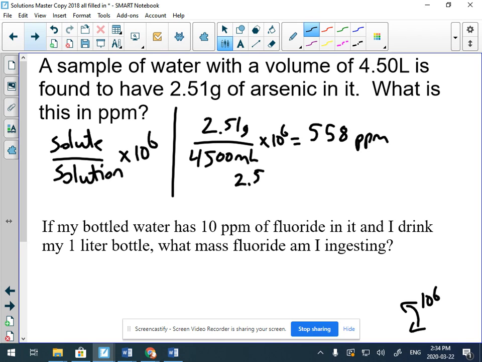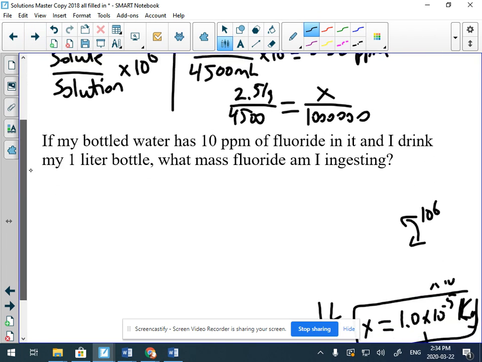Another cool thing you can do with parts per million, if you really want to, is you can set up a ratio because parts per million is just 1 part per million. So you could set that up and solve for X. That's another way you could solve parts per million. Might be faster actually. Okay, let's try the next question.